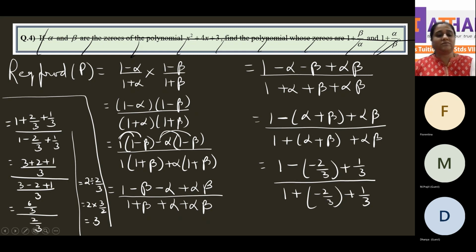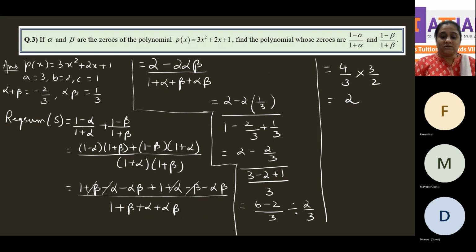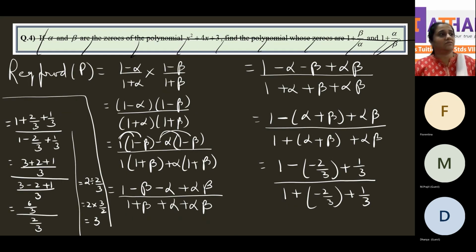I squeezed it. I'm sure you will not get confused. You will understand. So the required polynomial is, 2 and 3 we are getting. So x squared minus 2x plus 3. Did you get that? Very good. Did you get the sum is 2 and product is 3? Very good, very good.